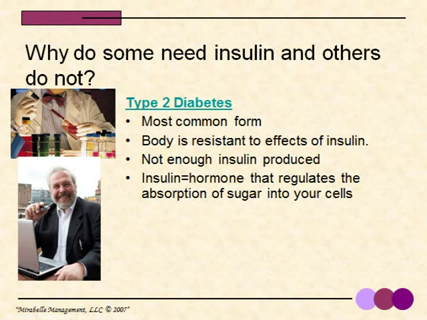Type 2 diabetes is the most common form of diabetes. It accounts for 90 to 95% of people with diabetes. With type 2, the body is resistant to the effects of insulin, which is the hormone produced in the pancreas that regulates the absorption of sugar into the cells. Or the body produces some, but not enough insulin to maintain a normal glucose level. Researchers don't fully understand why some people develop type 2 diabetes and others do not.